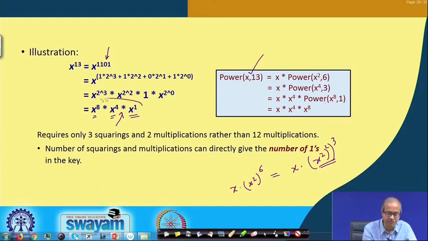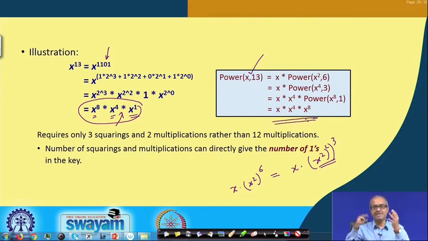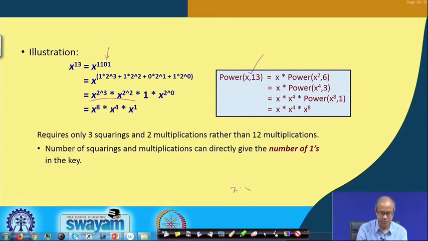So, whatever we have got here, we have obtained the same result here. So, we need 3 squarings. From x we need to compute x square, then x 4, then x 8, and we need 2 multiplications, because there are 3 terms to be multiplied, 2 multiplications. So, 3 squarings and 2 multiplications.